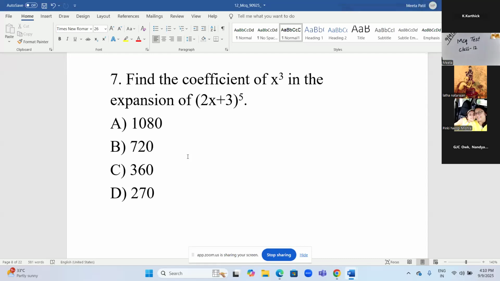Find the coefficient of x cube in the expansion of (2x plus 3) power 5. The options are option A 1080, option B 720, option C 360, option D 270.